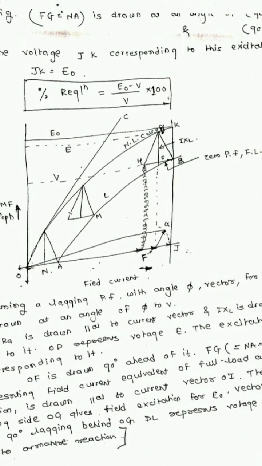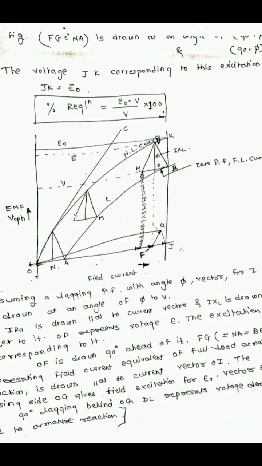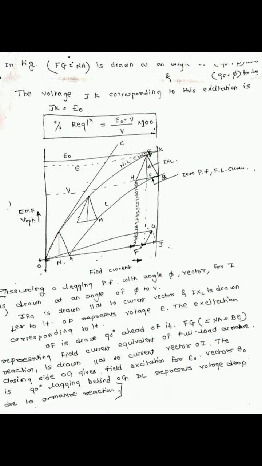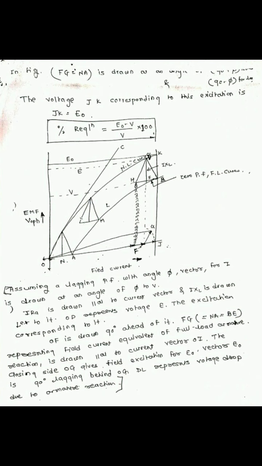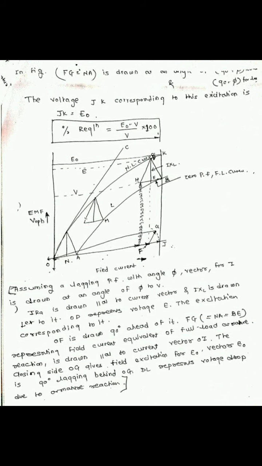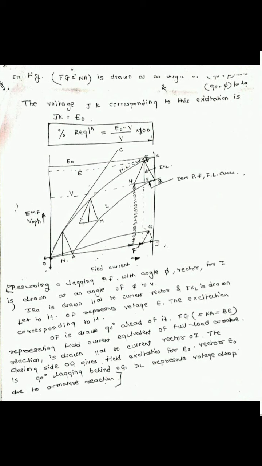an alternator. So in the given graph, we are assuming the lagging power factor with angle phi. The current vector is drawn at an angle of phi to V. IR is drawn parallel to the current vector and IXL is drawn perpendicular to it. OD, the voltage E, the excitation, corresponds to it. That is, OF is drawn 90 degrees ahead. FG is equal to NA, which is equal to B, representing the field current equivalent to full load armature reaction, drawn parallel to the current vector OA.